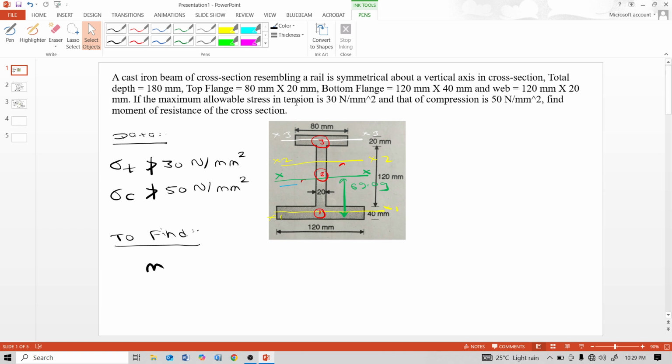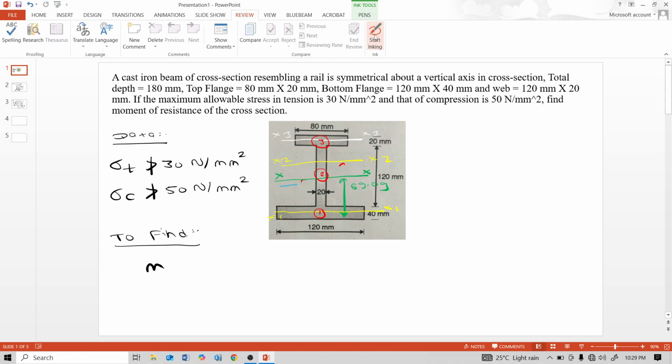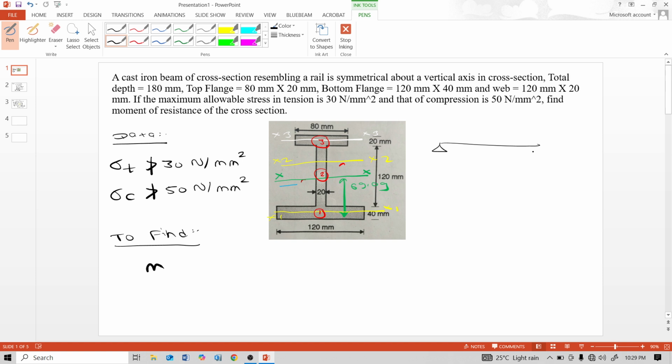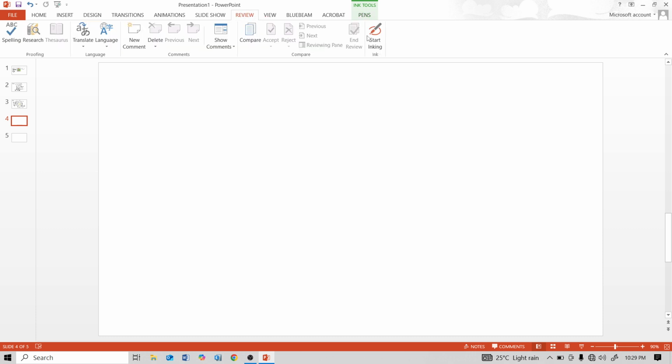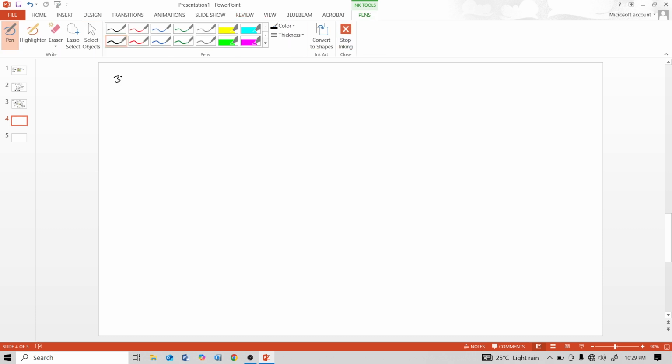Consider this beam as a simply supported beam because they don't give us any numerical data. For a simply supported beam, tension acts at the bottom and compression at the top. So since the beam is simply supported, tension is induced below the neutral axis.